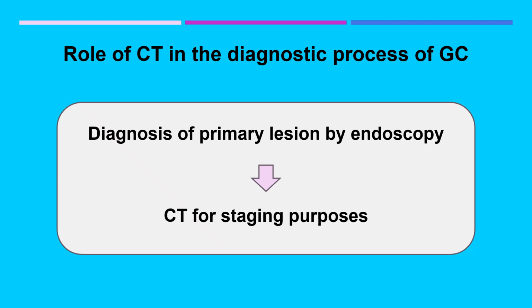The role of CT in gastric cancer is mainly for staging. It allows us to visualize the whole abdomen in a single examination. Endoscopy and EUS are good for early cancers, but CT is much more useful for advanced cancers.